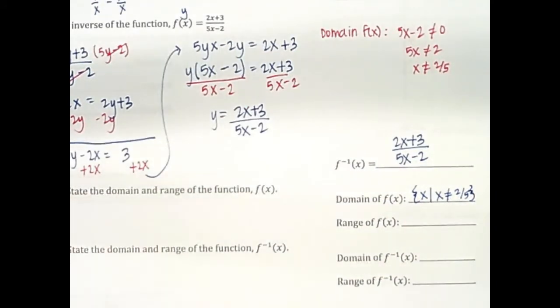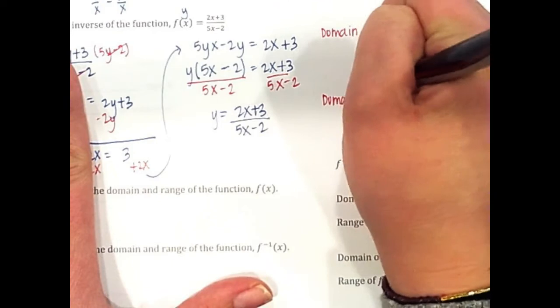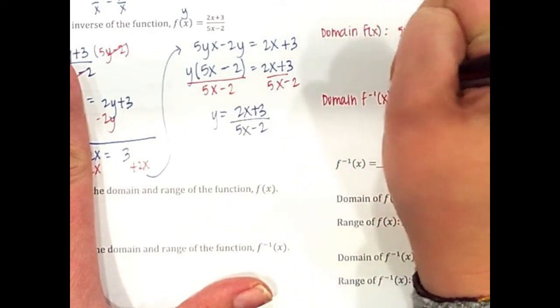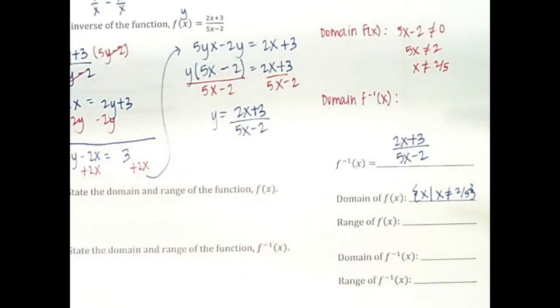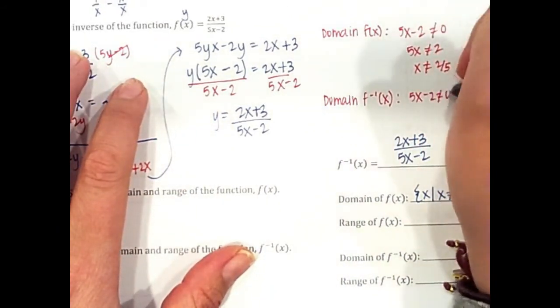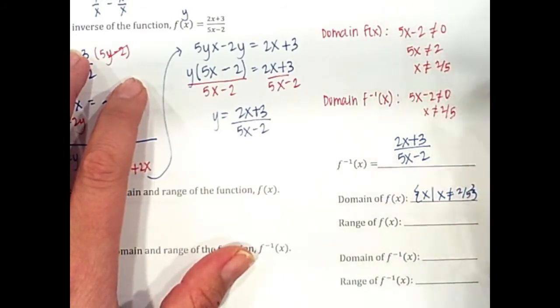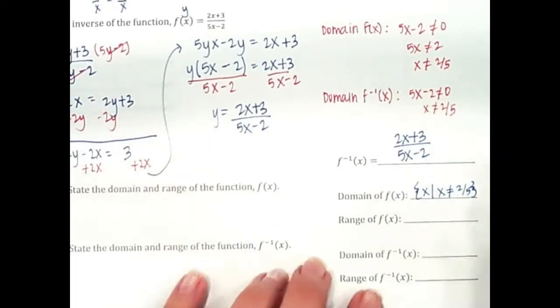Now, the domain of our inverse is the same as our original function. So it's going to be the same thing, but let's look at it still. It's a rational expression, which means we're finding our excluded values. So we set our denominator equal to 0 to find which values x cannot be. We add 2, divide by 5, and x cannot be equal to 2/5, like we got before.